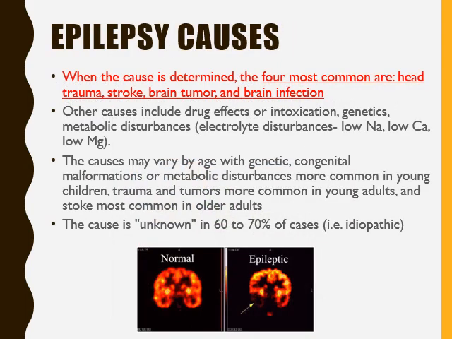So what causes epilepsy? The four most common are head trauma, stroke, brain tumors, and brain infection. Other causes, of course, you can see here are drugs. Some of it is genetic, some of it you have malformations in the brain. And then you can see a majority of these other ones, 60 to 70%, it's really unknown. In other words, it's idiopathic, meaning it just happens and we don't know why it does. But really, head trauma, stroke, brain tumor, and brain infection are your epilepsy causes.